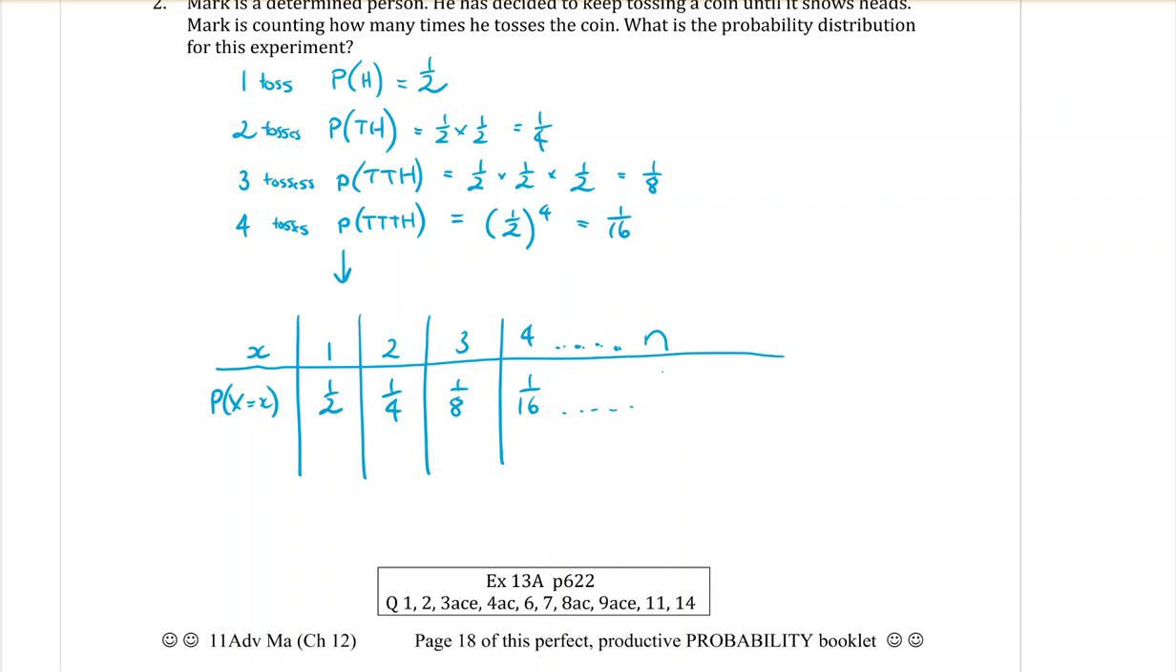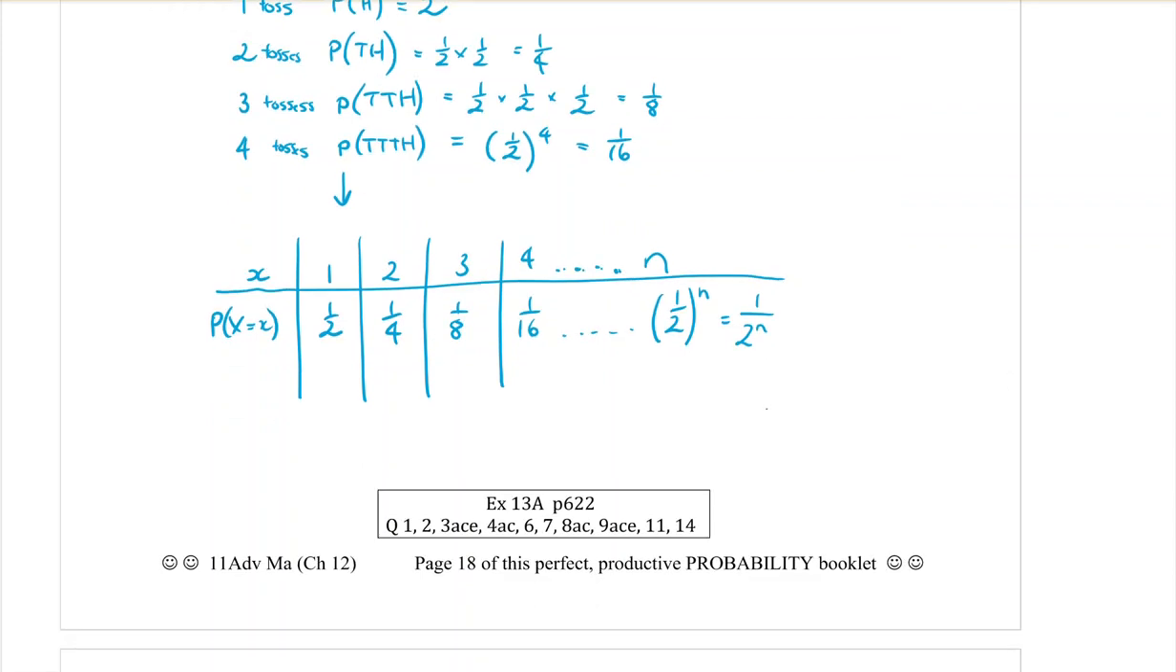It's going to be 1/2 all to the power of n. Another way to write that: 1 to the power of n is just 1, and 2 to the power of n on the bottom. Just a slightly more simplified way to write it. Okay, so that would be a probability distribution to represent that experiment. That's actually 13A, okay, and there will be some questions in there. We weren't asked to draw a graph of it, just the table. But we are also going to go on with the next one.